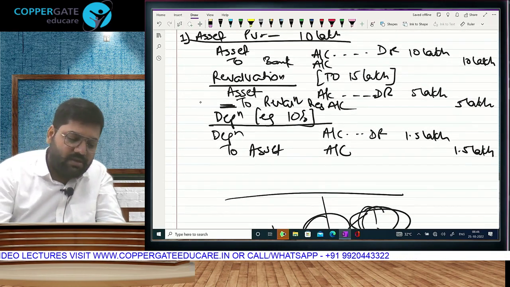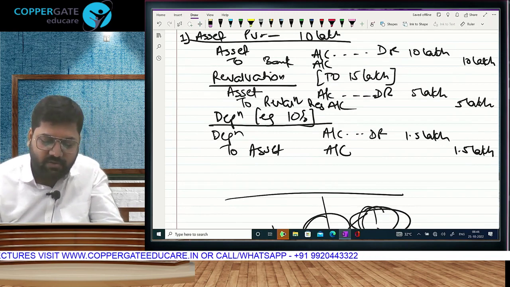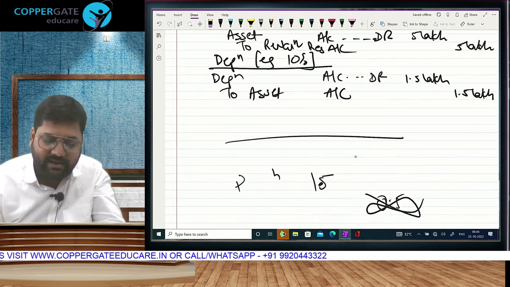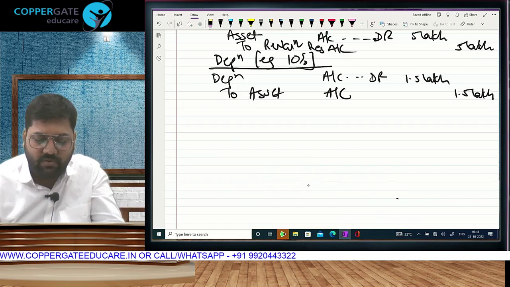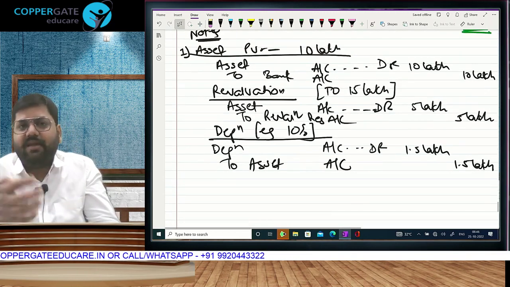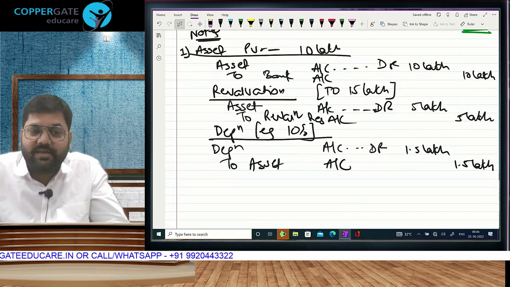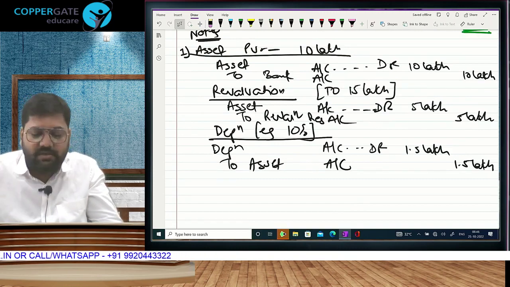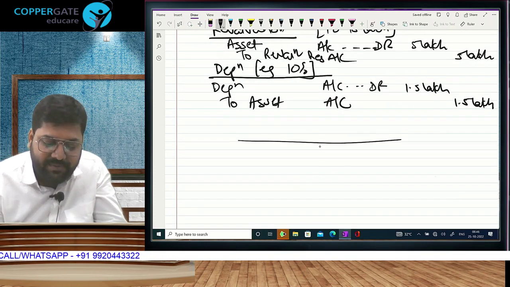Alright, come back to the story. I purchased an asset for 10 lakh rupees. Is the first journal entry clear to everyone? Asset account debit to bank account 10 lakh. Then I revalued the asset. So the revaluation entry is clear: asset account debit to revaluation 5 lakh. And now I have charged depreciation. What is the depreciation in my accounts?